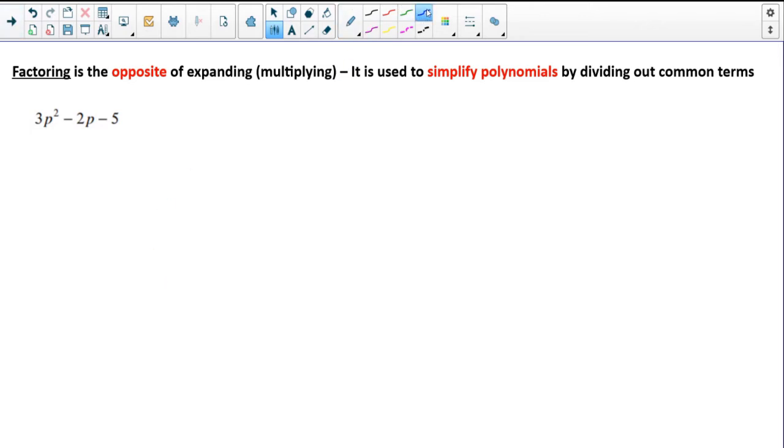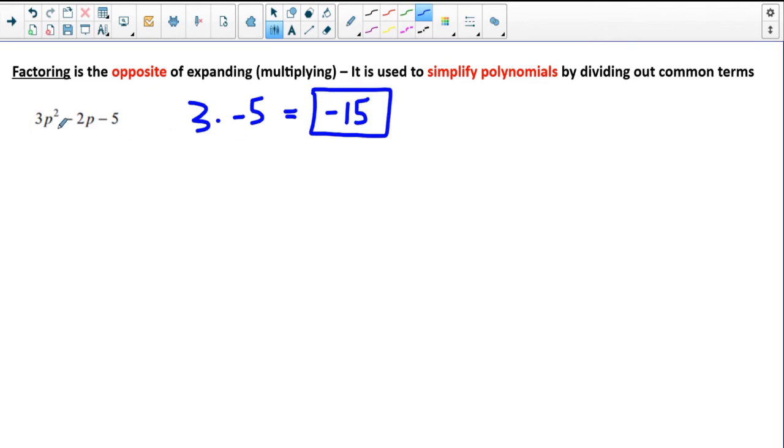So my way for doing this, we just start by looking at the outside numbers. So here the leading coefficient is 3, and the constant term, or just the number, is negative 5. And I would start by just multiplying these two together. 3 times negative 5, that would give us negative 15.